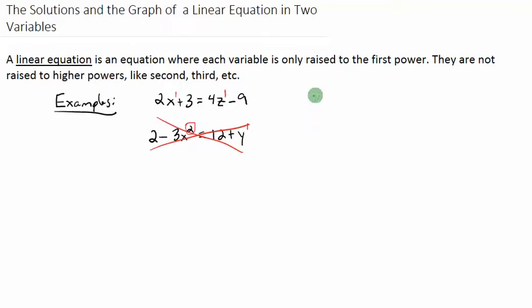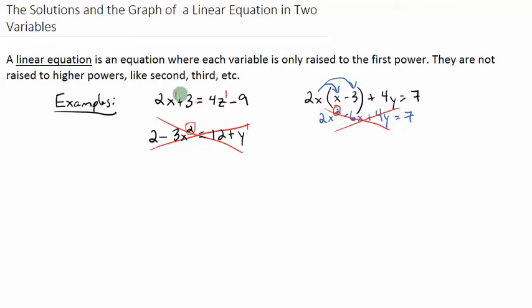If I have 2x times x minus 3 plus 4y equals 7, well, this is not linear either, because if I distribute my 2x, I get 2x squared minus 6x plus 4y equals 7. And now, because x is squared again, this is not linear. So linear, the variable has to be raised to the first power. Okay? So this is a linear equation here.